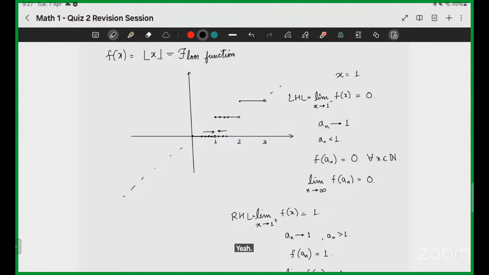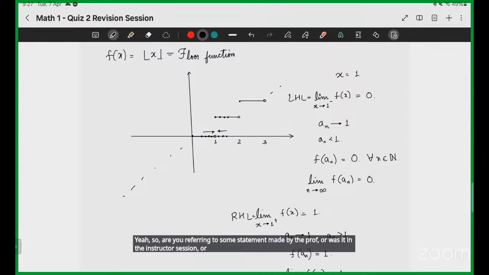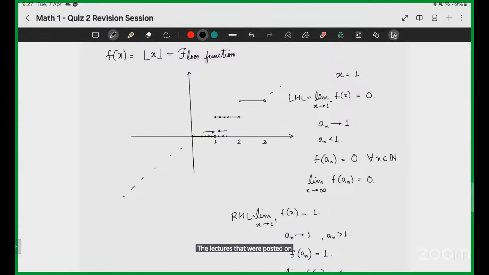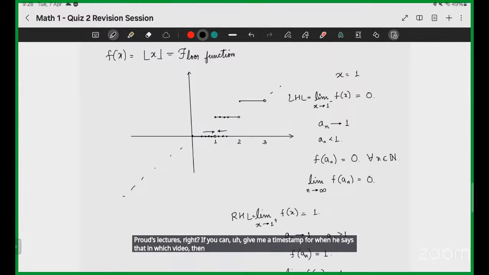Yeah, so are you referring to some statement made by the prof, or was it in the instructor session? Would you clarify where you read that? The lectures posted on YouTube, the main lectures that we refer to. Prof's lectures, right? If you can give me a timestamp for when he says that in which video, then I would see it and try to clarify the confusion. But it's very highly unlikely, almost impossible that that statement has been made.